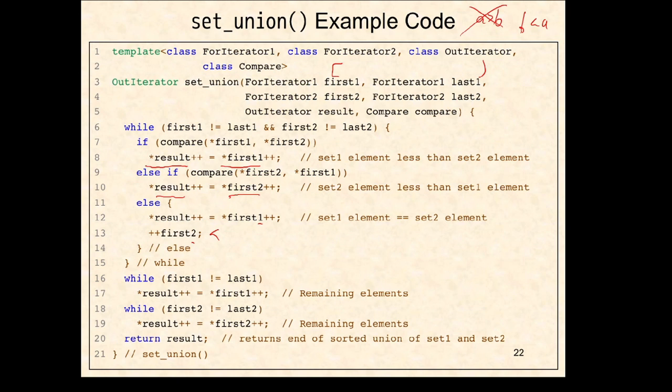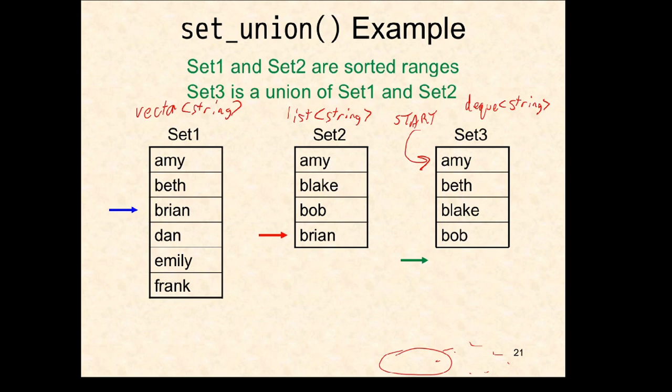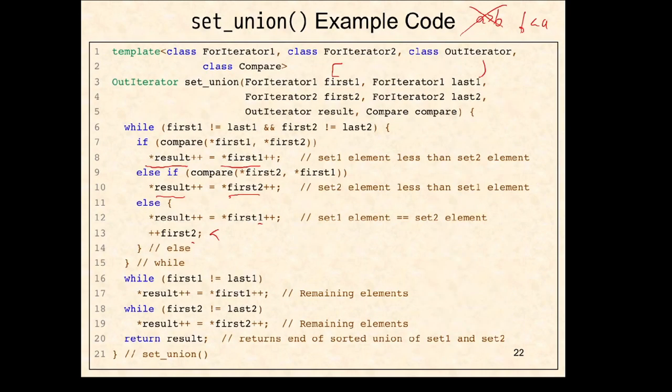So we increment all three of the iterators, first1, first2, and result all get incremented, because this is the case where we had something like over here when we had Brian and Brian. We copy one of the Brians to the output and all of the iterators move forward. Okay, then that's the end of our while loop. As long as there's stuff left in container 1 and 2, that while loop keeps going. When that while loop ends, we know we've reached the end of at least one of the containers.